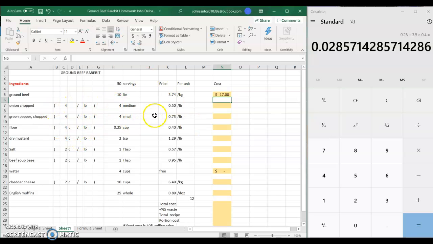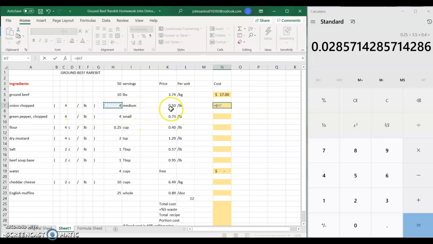Next is the onions. For the onions, we need 4 medium onions, and the price is 50 cents per pound. And how many is there in a pound? For onions, we have 4 onions in a pound. So it will be 4, the amount that we need, divided by how many in a pound to get the pounds, and multiply it by the price per unit, which is in pounds. Because again, we have to make sure that we're multiplying the same unit.